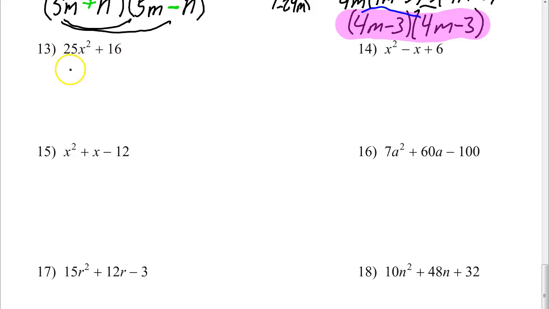Here we have some perfect squares. This is going to be 5x to the second, and this is going to be 4 squared, but the problem here is that it's not a difference. Because it's not subtraction, and there's no GCF here, 25 and 16 have no common factor, this is prime. It does not factor anymore.